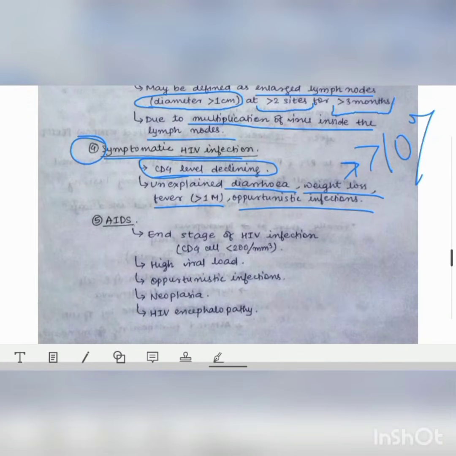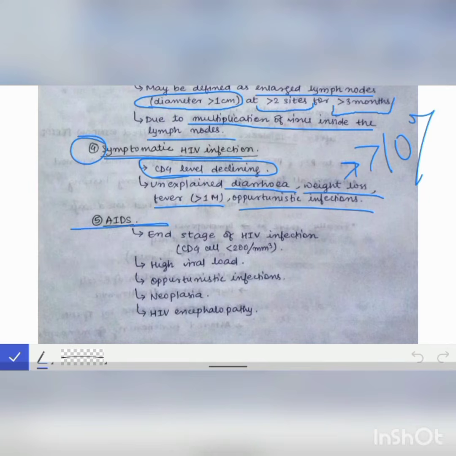Now the fifth and final stage is AIDS proper. That means the stage in which AIDS manifests, which is the end stage of HIV infection, and the CD4 cell count in this stage becomes less than 200 per mm cubed. The CD4 cell count in AIDS is less than 200 per mm cubed. The viral load is very high.